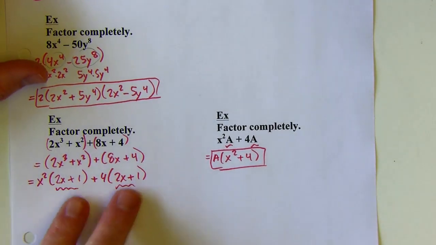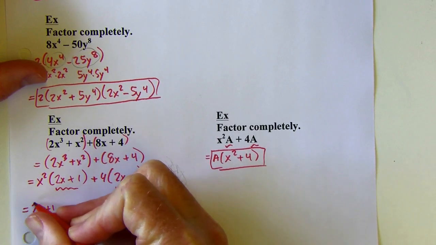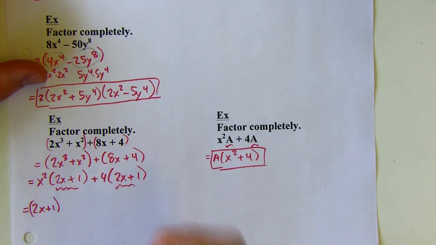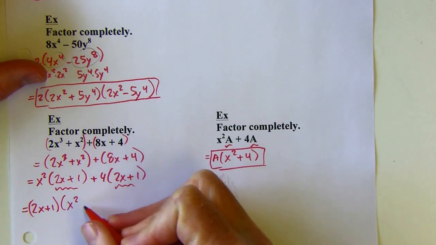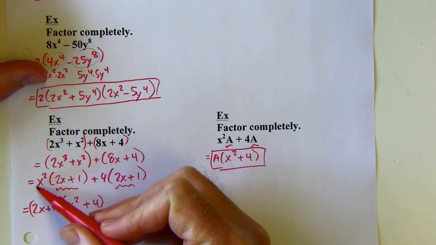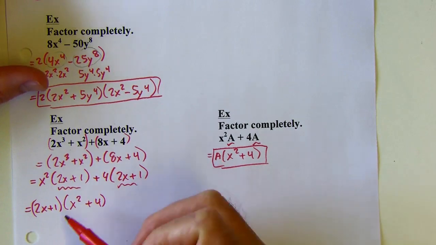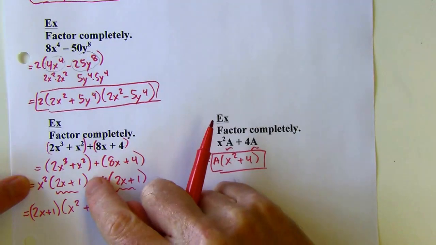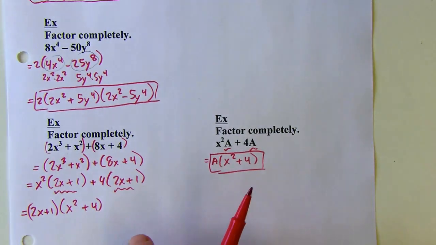So I can factor 2x plus 1 out, okay? And then what's left over is x squared plus 4. So in other words, kind of thinking about distributing, okay? If I distributed the 2x plus 1 times x squared, it would be this, right? And yeah, you could actually distribute it, but it would look like that. And then 2x plus 1 times 4 is this piece, okay?